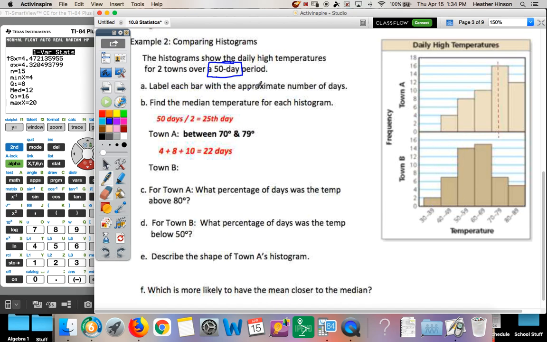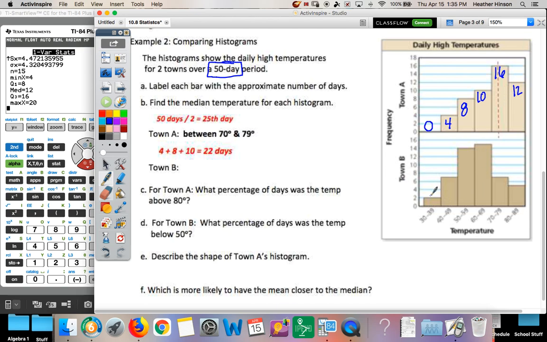So we want to label each bar with the approximate number of days. If we look at town A, for 30 to 39, how many days were here? Nothing. There's nothing there. So that's a gap. That's 0. How many days for 40 to 49? That one has 4. 50 to 59 lands at 8. 60 to 69 lands at 10. 70 to 79 is at 16. I'm just following across. 80 to 89 lands at 12.